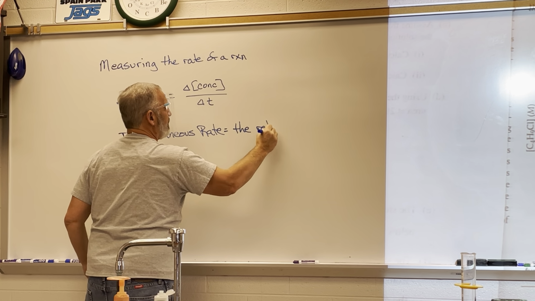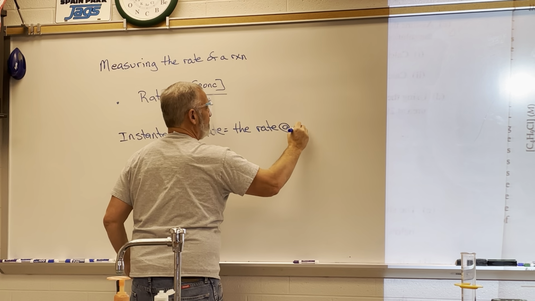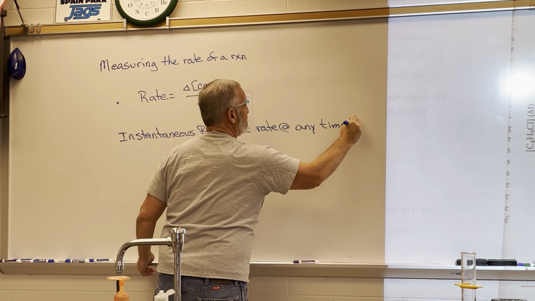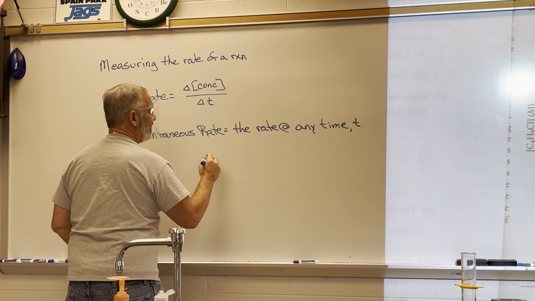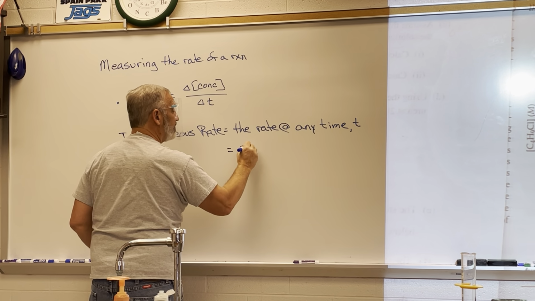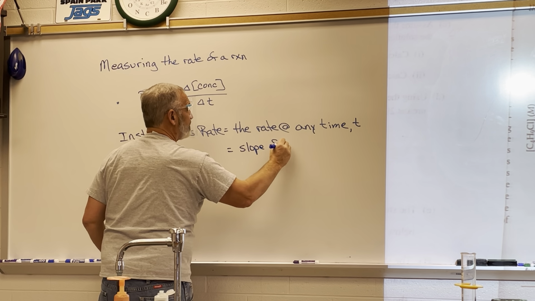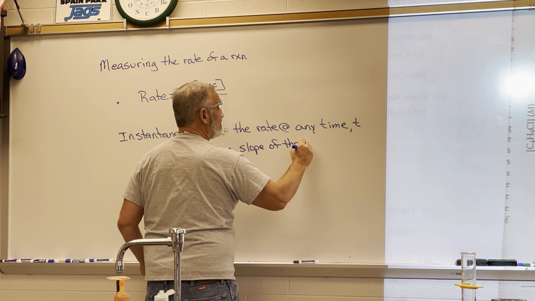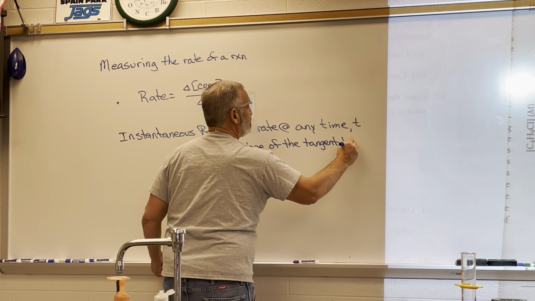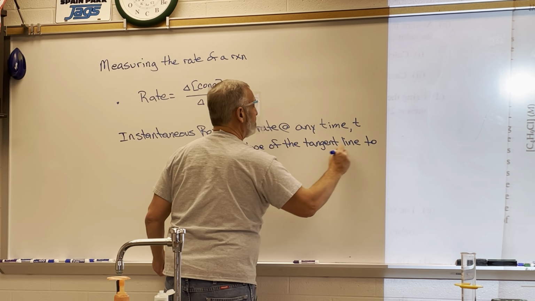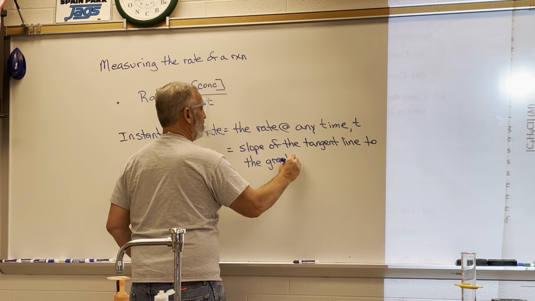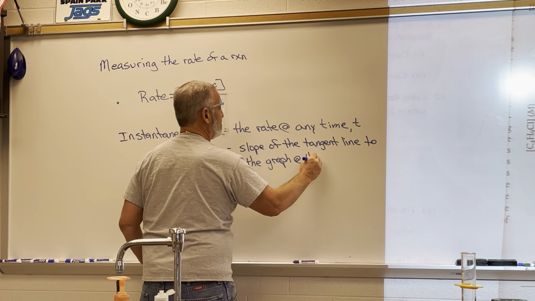Now the way that you're going to do that, to get the instantaneous rate, the rate at any time t, okay? And it's going to be equal to the slope of the tangent line to the graph at that time.